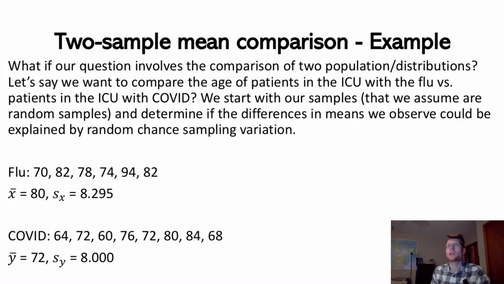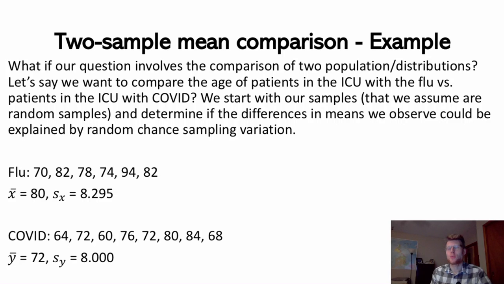So here our question revolves around the average age of patients in the ICU with the flu versus patients in the ICU with COVID. So we're going to start with our samples. We're going to assume these are random samples of people, which is a lot easier said than done. This is not a sampling class, or a survey class, which means there's a lot of details that we skirt over when we say this. But let's just assume these are random samples and we can trust that.